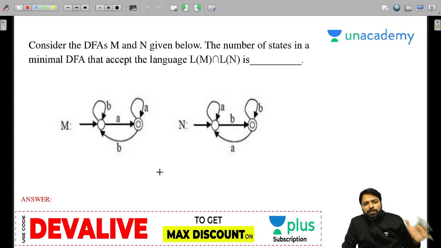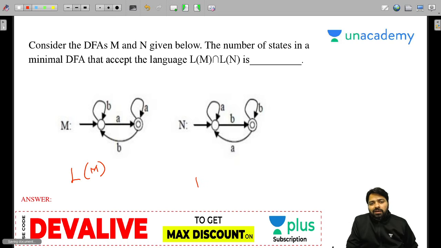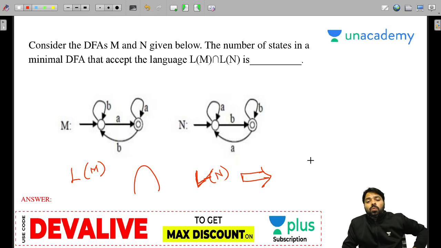How many states are in the minimum DFA that accepts the language computed by the intersection of these two machines? These two machines, we need to find out the languages and their intersection. What is the language of this machine? First understand this one, then do the intersection, then tell me what language you get. Then for that language you need to find the DFA. Don't apply any algorithm, guys, which will take even 10 to 15 minutes.